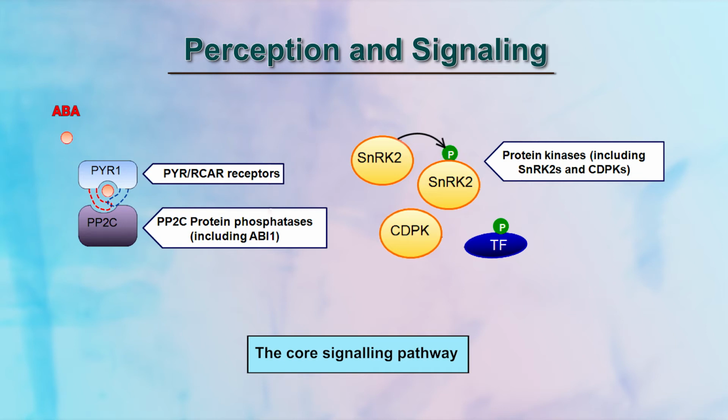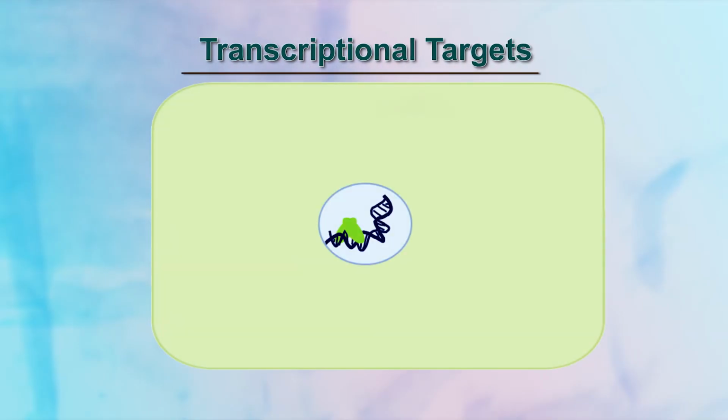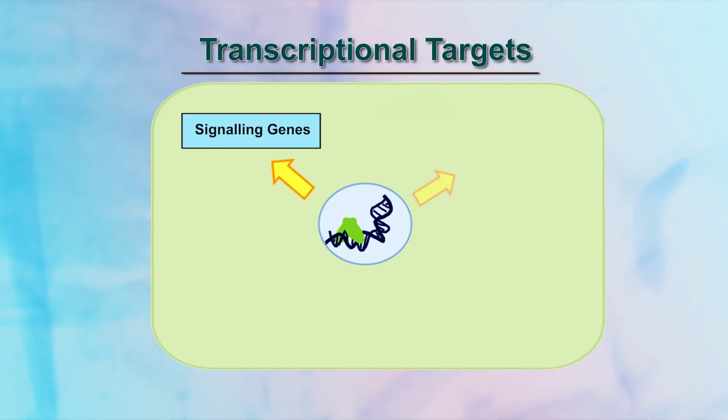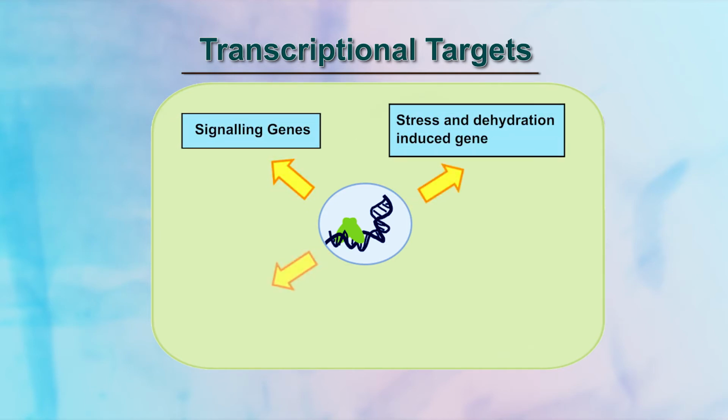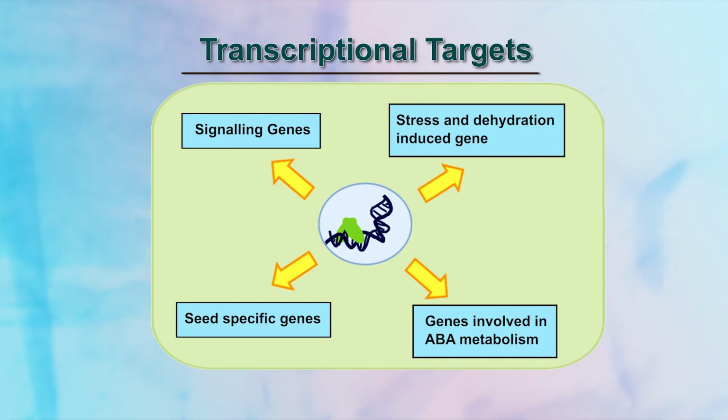These then trigger calcium independent as well as calcium dependent signaling pathways that ultimately activate different types of transcription factors, which in turn induce the transcription of many target genes, which result in the observed different ABA responses. These transcriptional targets include different types of genes, including signaling genes, stress and dehydration induced genes, seed specific genes, as well as genes involved in ABA metabolism.